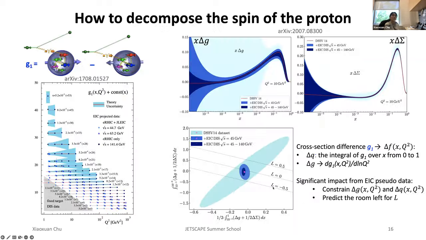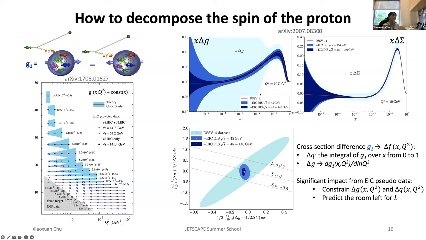And let's see what EIC data can do. We use the simulation and provide pseudo data from the simulation with e+p collisions. And we measure this cross-section difference. The cross-section difference is plotted as a function of Q squared and x. With this data, we provide it to the theorists. They perform this global fit, so we can see the impact of the EIC data on the gluon polarization, quark polarization, and orbital angular momentum.